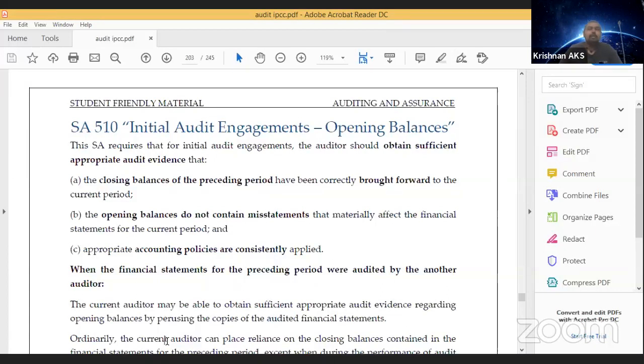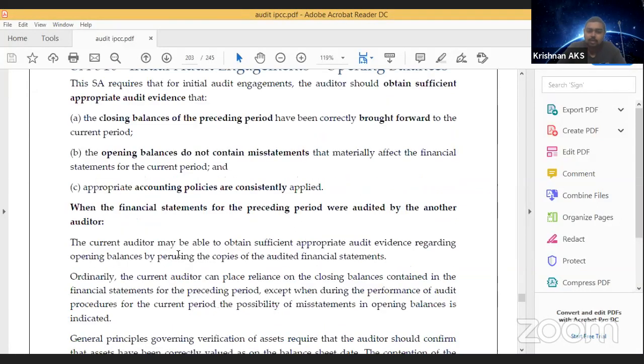Second point, the previous year auditor would have qualified one or two issues in the audit report. Possibility is there. Whether they have been addressed, whether those problems have been corrected in the current year's period. Whether the accounting policies of the previous year have been consistently applied in the current year also. So these questions you should ask the management. Then you should start the current year's audit.